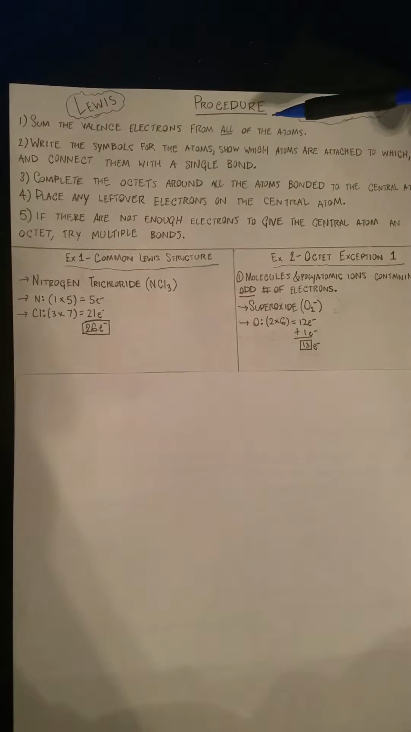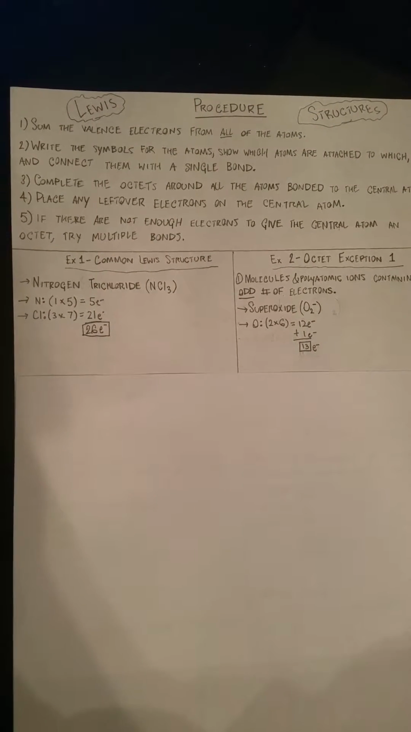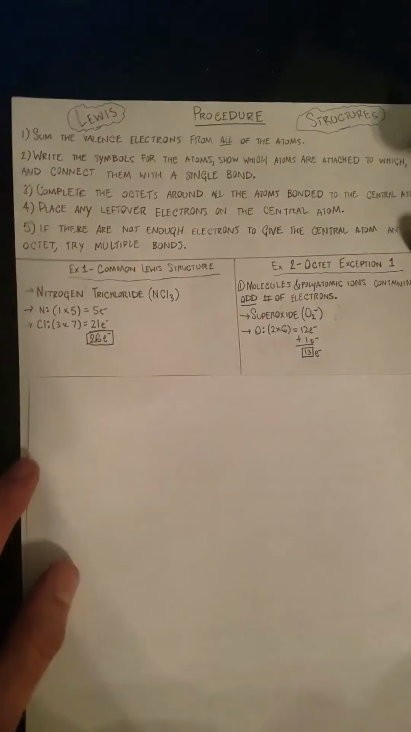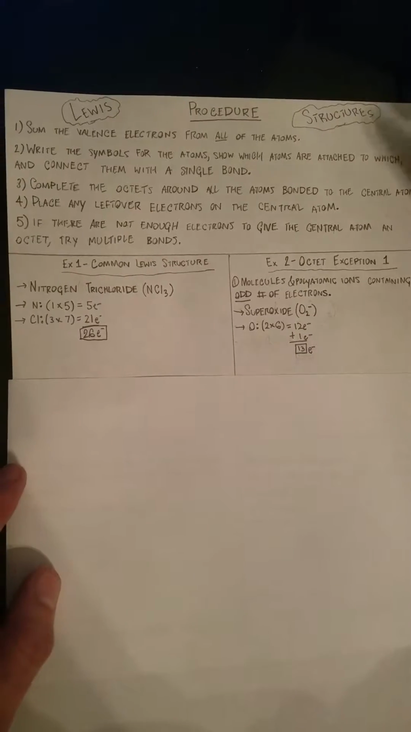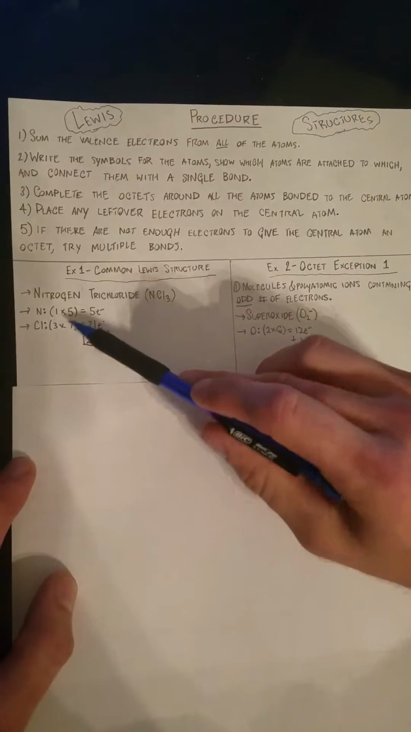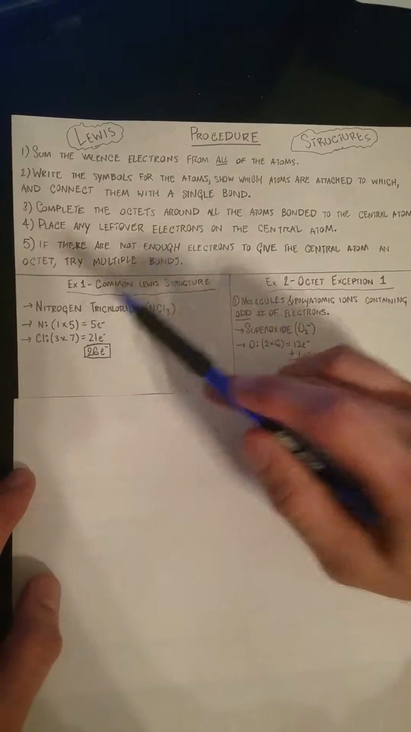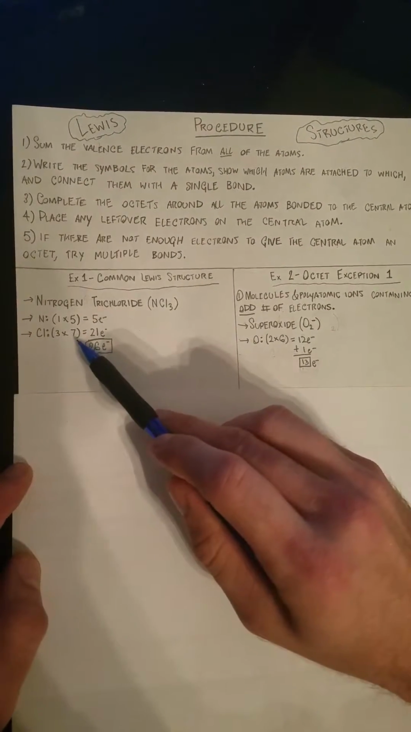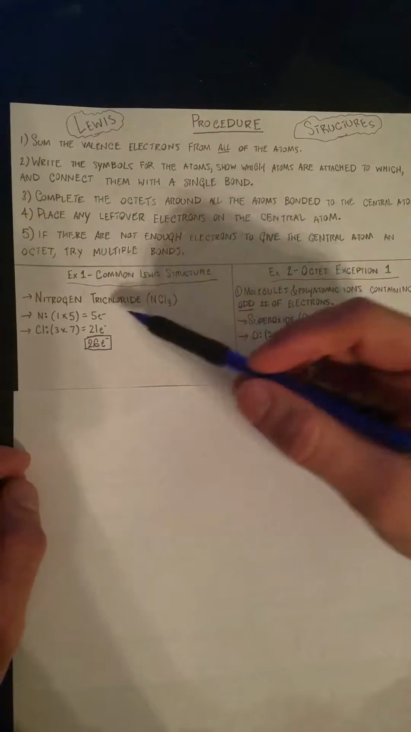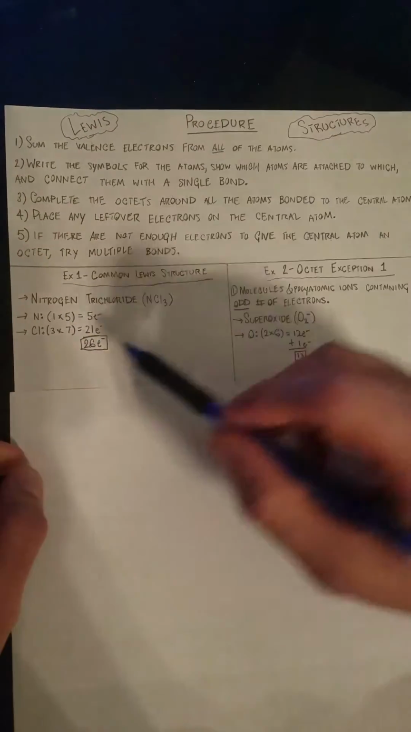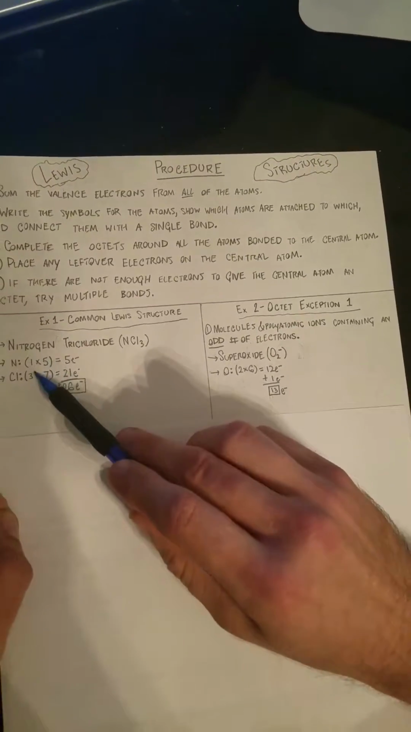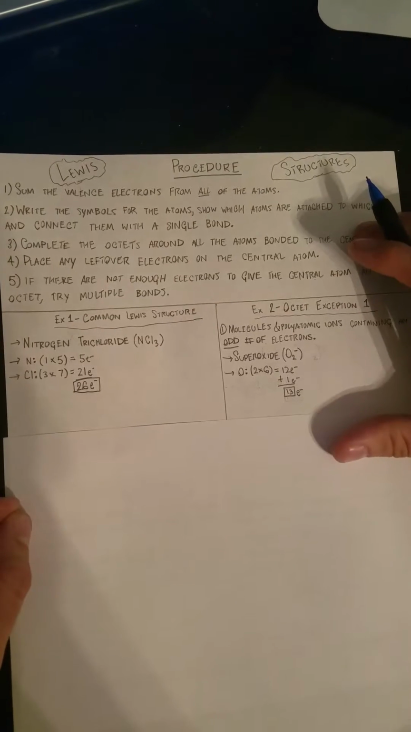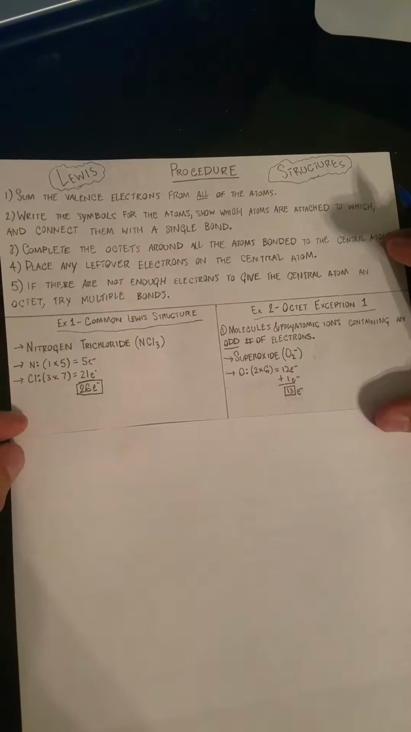From our procedures, we know that the first thing we have to do, and by the way, we're doing nitrogen trichloride, or NCl3, is sum the valence electrons from all of the atoms. Here we know that one nitrogen atom has 5 electrons, and one chlorine atom has 7. So 3 times 7 is 21, 1 times 5 is 5, we sum these, and we now know that we have 26 electrons that we have to account for in this Lewis structure.